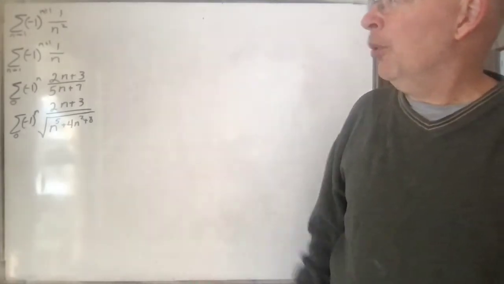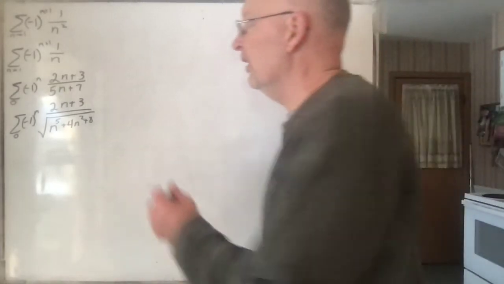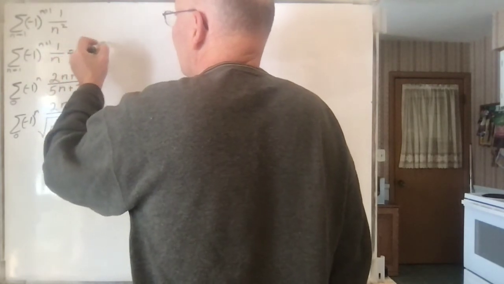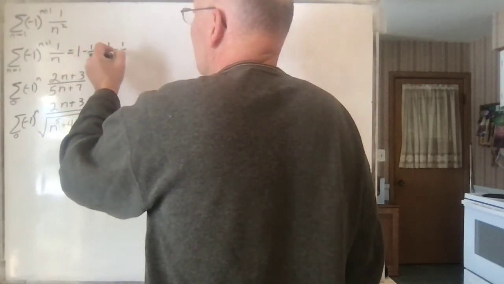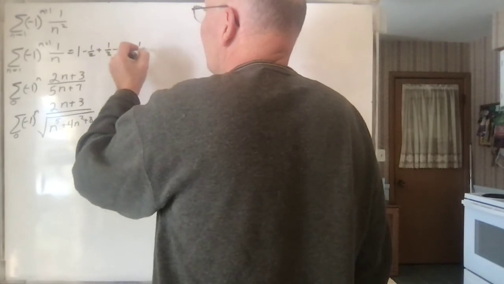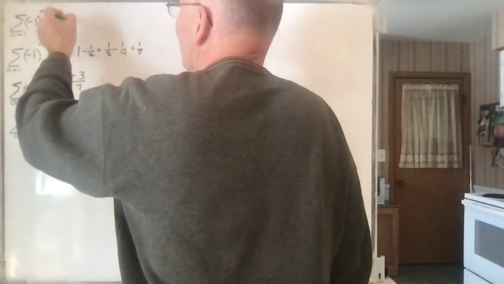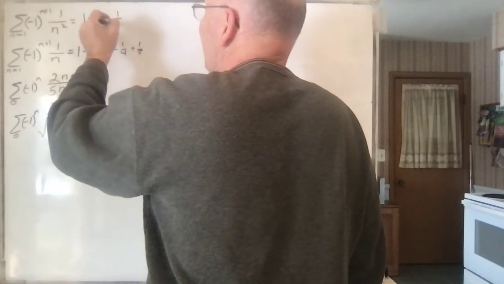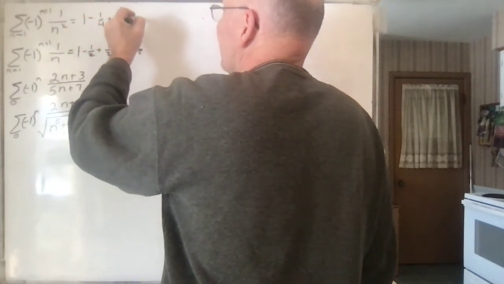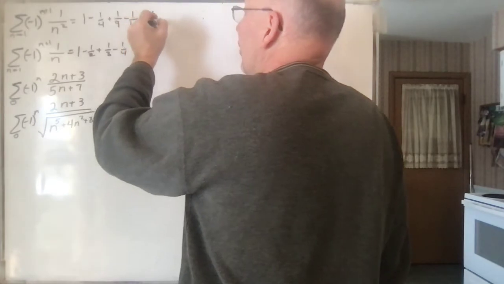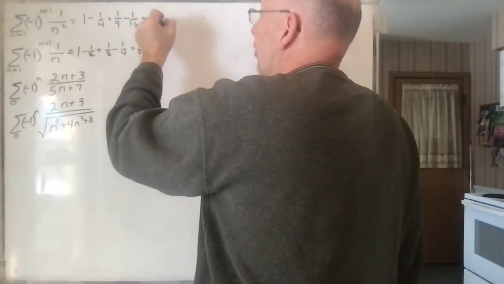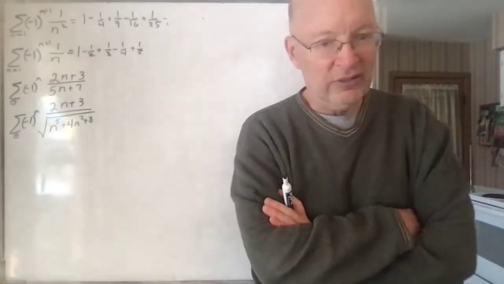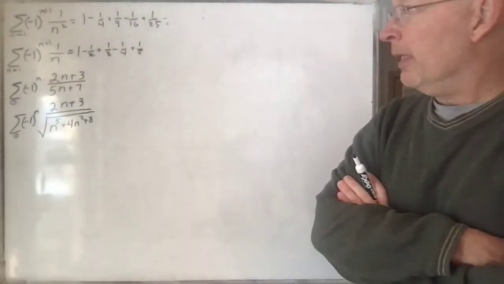So anyway, the key point is that these things are going to now alternate in sign. This thing here is going to be 1 minus 1/2 plus 1/3 minus 1/4 plus 1/5 and so on. This one is going to be what? 1 minus 1/4 plus 1/9 minus 1/16 plus 1/25 and so on. So how does alternating the sign affect things?